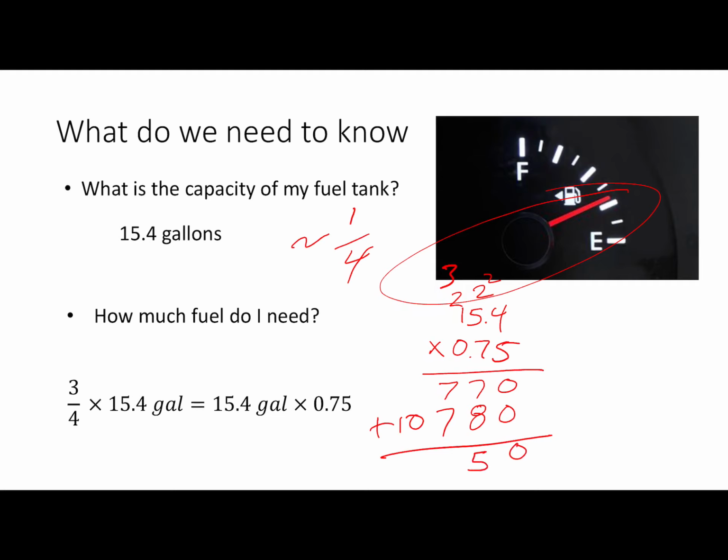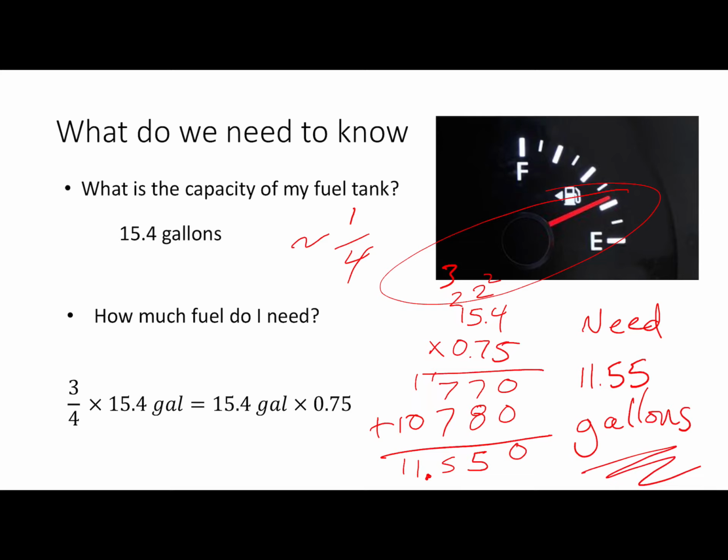Add up those two lines. And we get 0, 0, 0. 8 times 7 is 15. 7 times 7 plus 7 plus 7 plus 1 is 15. Carry the 1 over, and we get 11. There are 1, 2, 3 decimal places. So we put our decimal here. And I need 11.55 gallons.